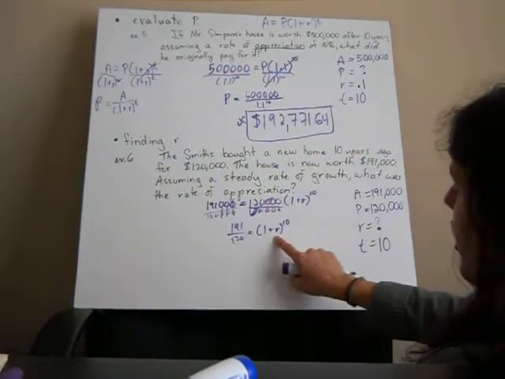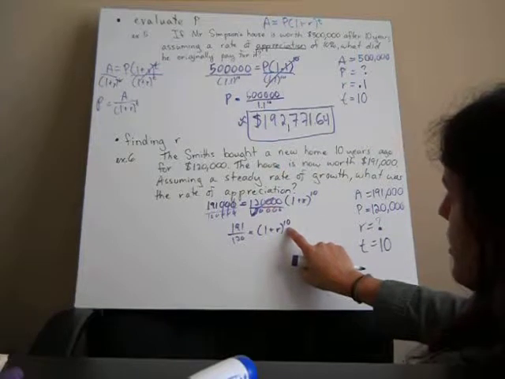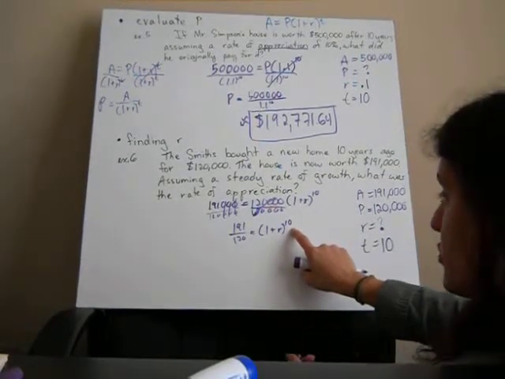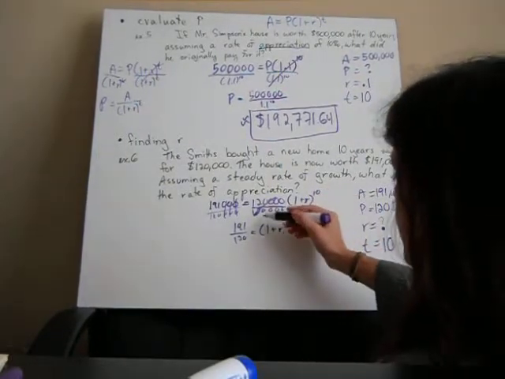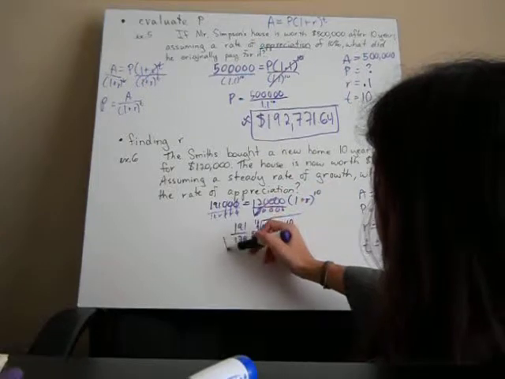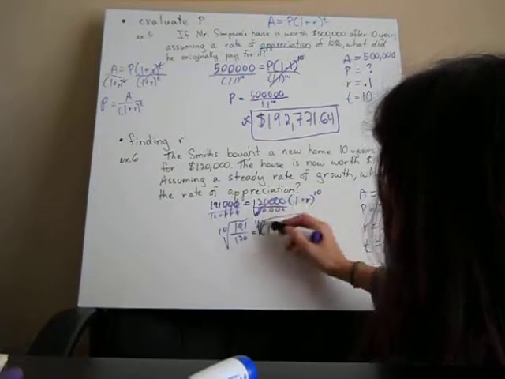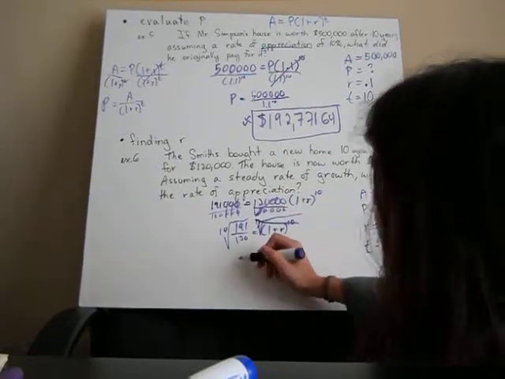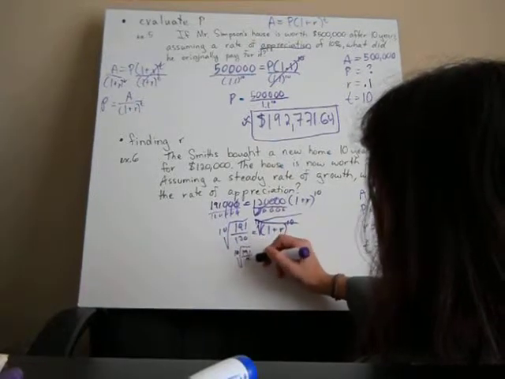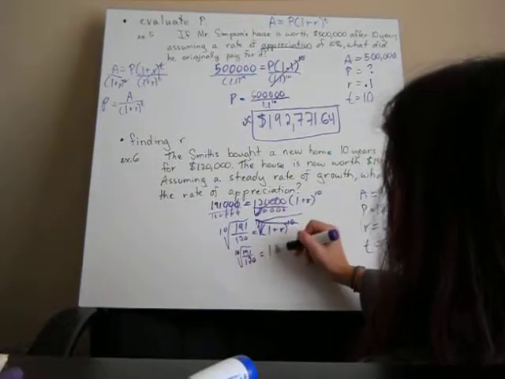Now, to solve for R, we have to get rid of that 10th power. What's the inverse of power? You guys know it's root. So you could say that's the 10th root. And another way of doing that is doing the 1/10 power. So those cancel out, and we have the 10th root of 191 over 120 is equal to 1 plus r.